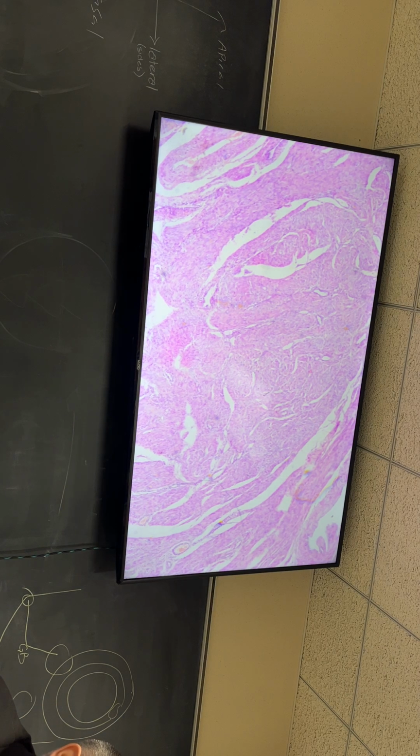All right, enough about that. Let's talk about the inner parts. Endometrium is the functional part. Let's talk about the endometrium.